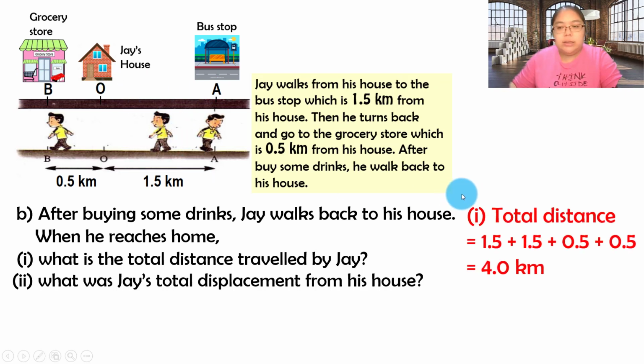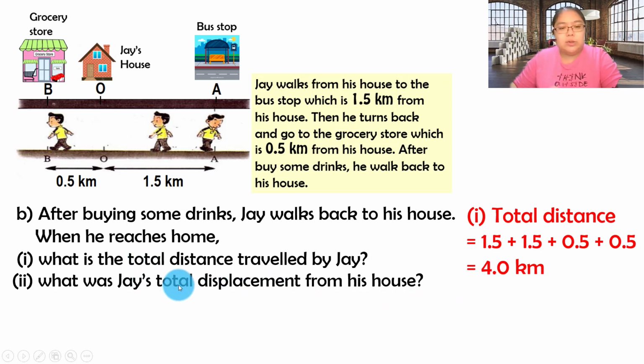Okay, total distance traveled. First, going to the bus stop is 1.5. After that, from the bus stop, he goes back home, that is 1.5. Continuing, he goes to the grocery shop. After the grocery shop, he goes back home. So we need to add 0.5 and 0.5. Finally, he walked 4.0 kilometer. Then you do not need to state the direction because this is distance.